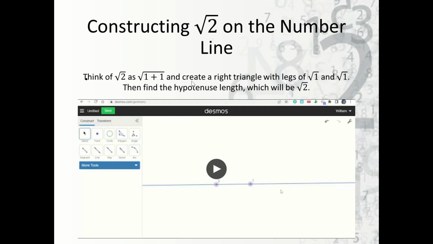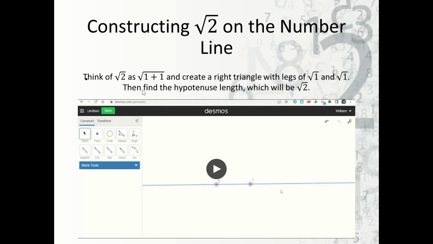And if we create a right triangle with legs of square root of 1 and square root of 1, then the hypotenuse should be square root of 2. And we get there by using the Pythagorean theorem. So in this case, if we can make this side length square root of 1 and the other side length square root of 1, then the line that connects them would be square root of 2.